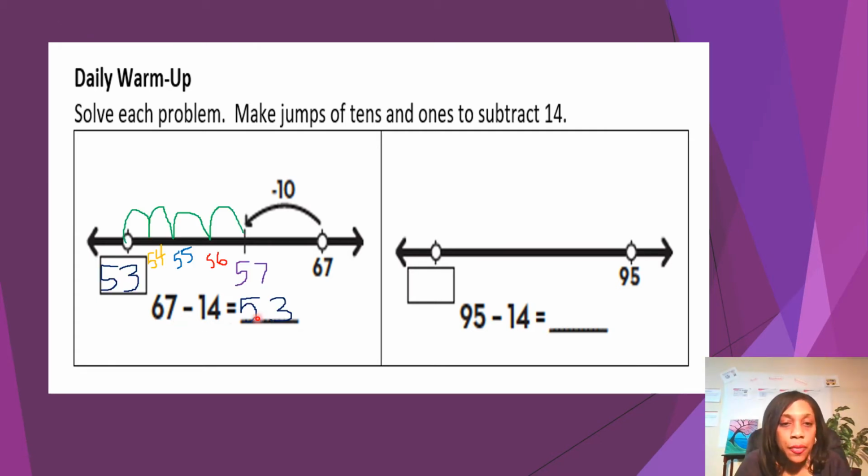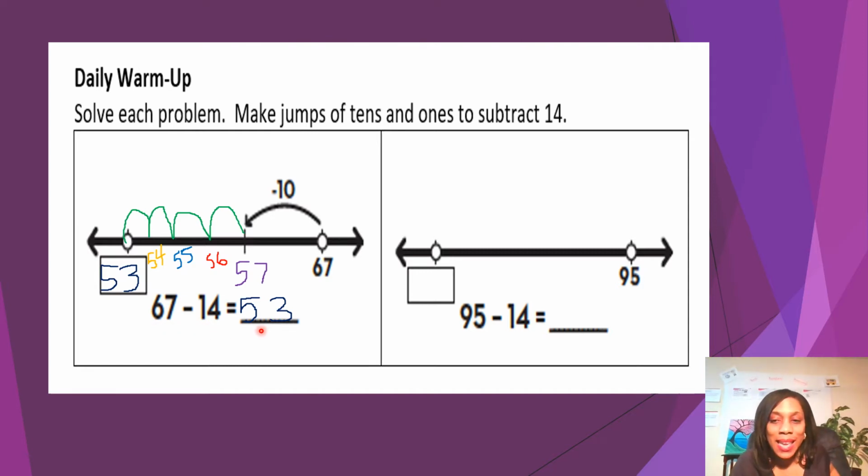All right, let's look at the first problem. We started at 67. Remember, we're subtracting 14. So if I count back 10, I land at 57. Now I have to take away 4 ones. So I have to have 1, 2, 3, 4. When I go back 4 ones, I land at 53. So 67 minus 14 equals 53.